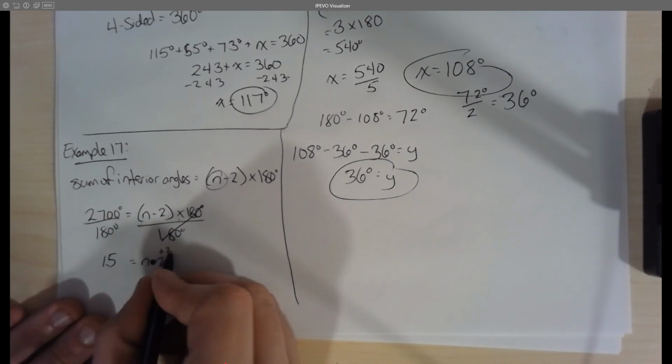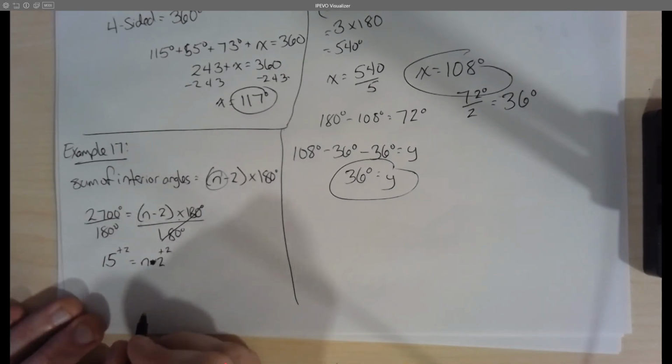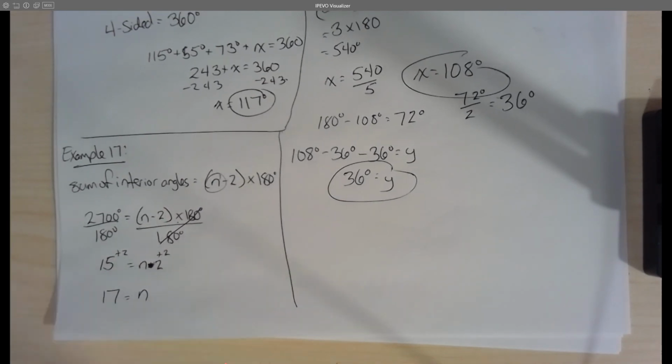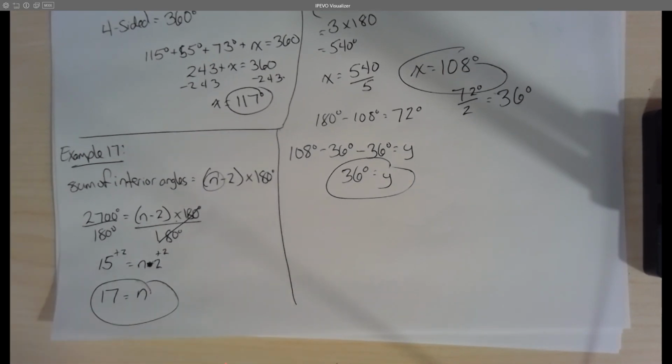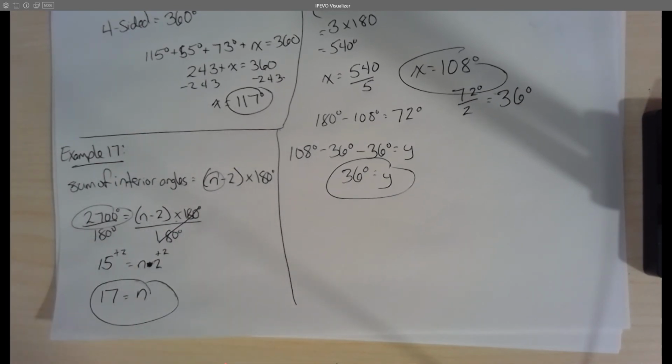Our way of doing that is to get rid of this minus 2. The opposite of a minus 2 is to add 2 to both sides. 15 plus 2 is 17, which is our n, which means that this shape is a 17-sided shape. A 17-sided polygon would have a sum of interior angles of 2,700 degrees.